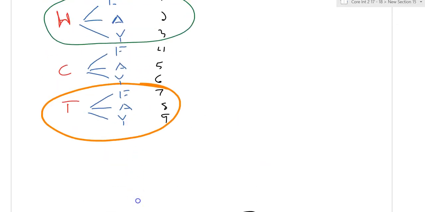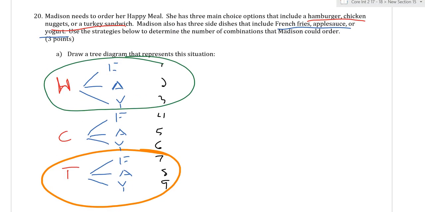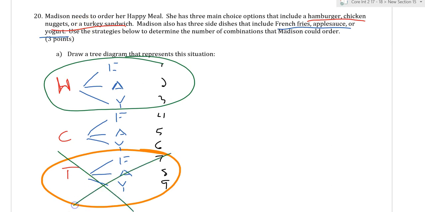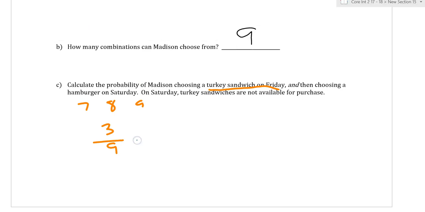And then on the next day, I can order my hamburgers. But remember, turkey sandwiches are not available. So now with hamburgers, I have 3 options, but there's only 6 total options. And that's 1, 2, and 3. And then remember, and means multiply. When I multiply those together, I do get 1/6.